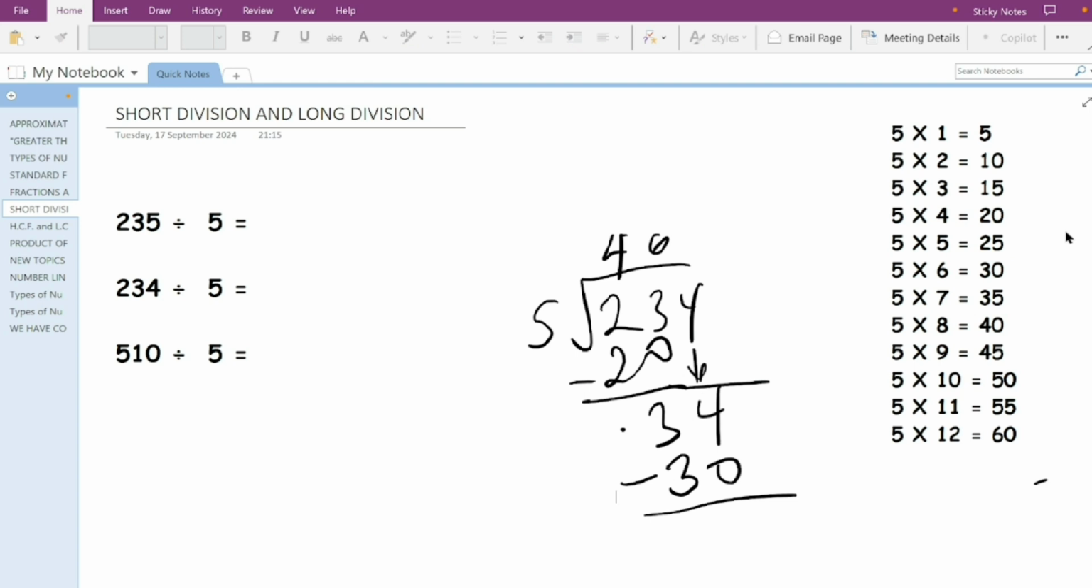Then you subtract. That's 30 you're writing here, subtracting from this 34. You go from the back. 4 minus 0 is 4. 3 minus 3 is 0, so you put your dot. 5 can't go in 4 and there's nothing to drag down. So your answer is 46 remainder 4 using long division. Same answer using two different techniques.